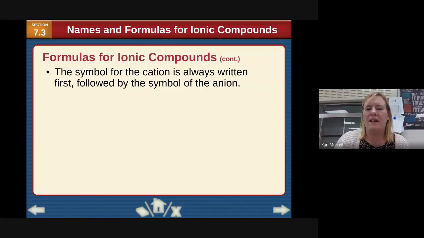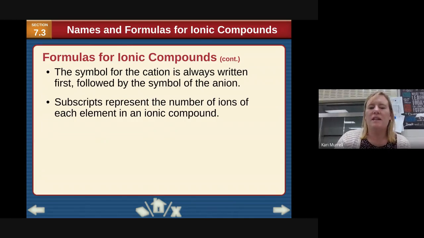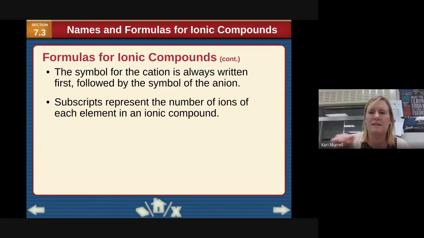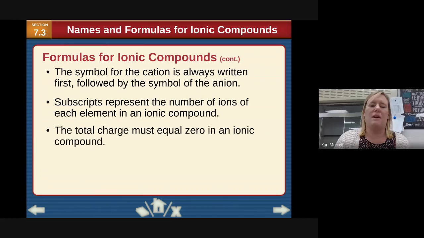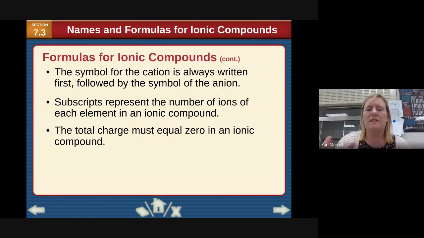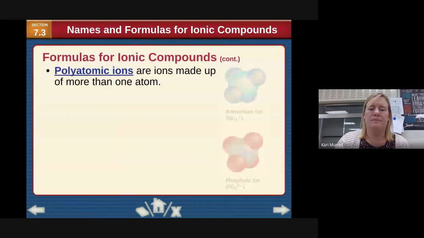The symbol for a cation is always written first, followed by the symbol for the anion. Subscripts, a small number below, represent the number of ions of each element in an ionic compound. The total charge must equal 0. So when we have calcium chloride, the overall charge is always 0.